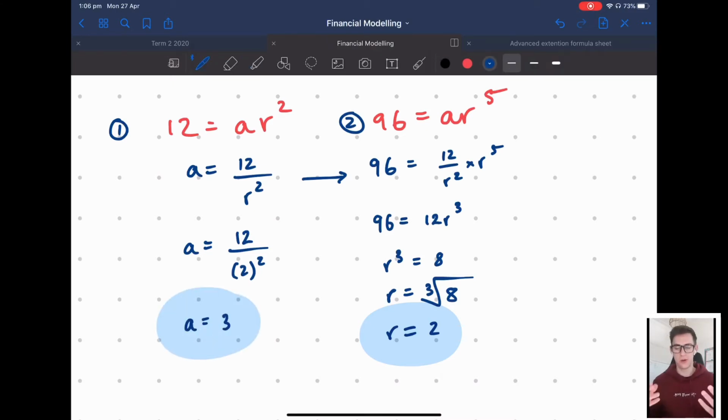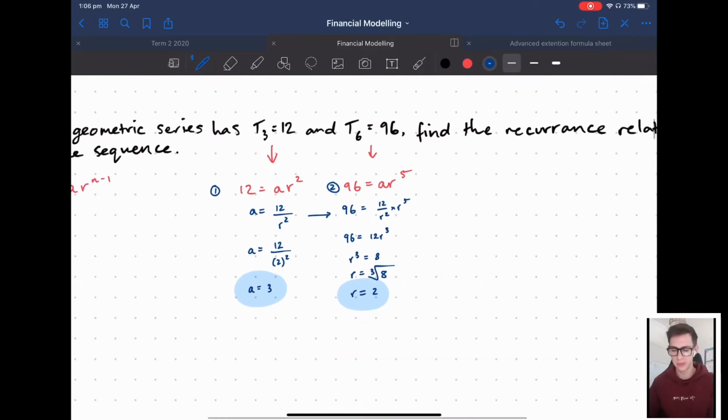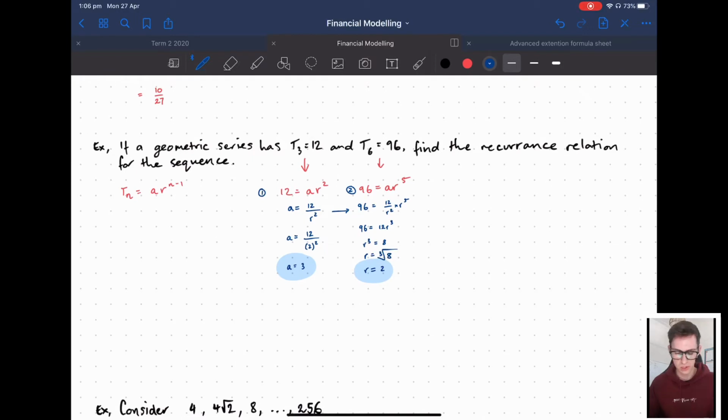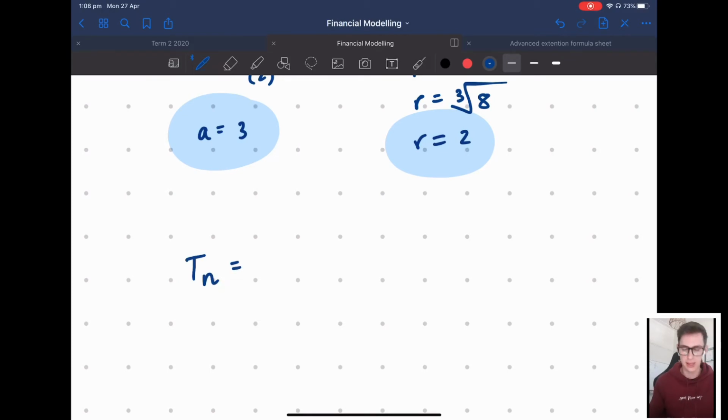Now I've got a and I've got r. Now what I could do is I could write the explicit formula. They haven't actually asked me to do that. They've asked me to write the recurrence relation. Now remember, a recurrence is like recurring. It's like following on from the thing before it. So my recurrence relation is going to be writing a term based on the term before it. Remember, in geometric series or sequences, we get the next term by multiplying by r. So it's usually going to be r times the term before it, where the first term is a.